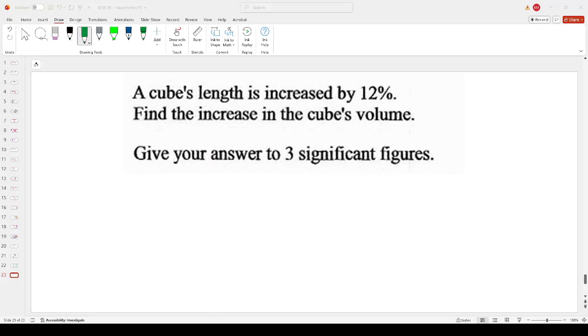So you have the cube's length, which is what? It says find the increased volume. So it's already been increased. Look, guys, I just realized I didn't read the question properly. It says a cube's length is increased. Okay? A cube's length. So you have length, area, and volume. My bad. So the length is 1.12. Right? So what would the volume be? If the length is 1.12, what's the volume going to be?